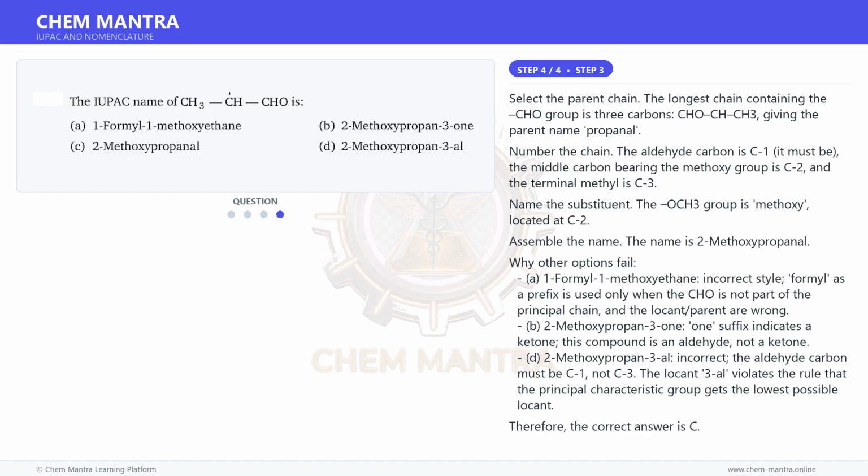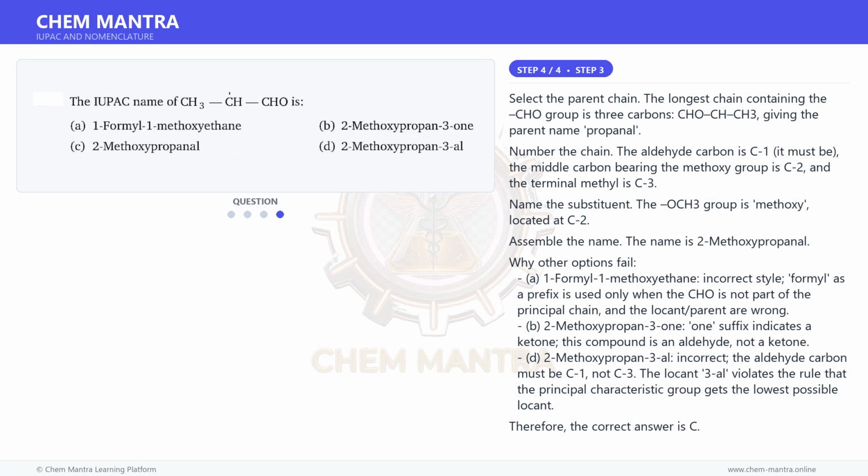And for the final step, select the parent chain. The longest chain containing the CHO group is 3 carbons, CHO CH CH3, giving the parent name propanal. Number the chain. The aldehyde carbon is C1, it must be. The middle carbon bearing the methoxy group is C2 and the terminal methyl is C3. Name the substituent. The OCH3 group is methoxy, located at C2. Assemble the name. The name is 2-methoxypropanal.